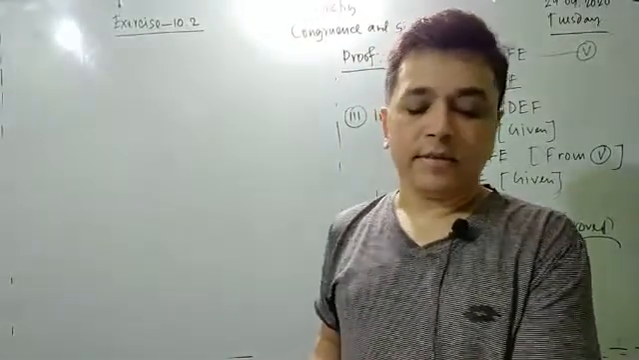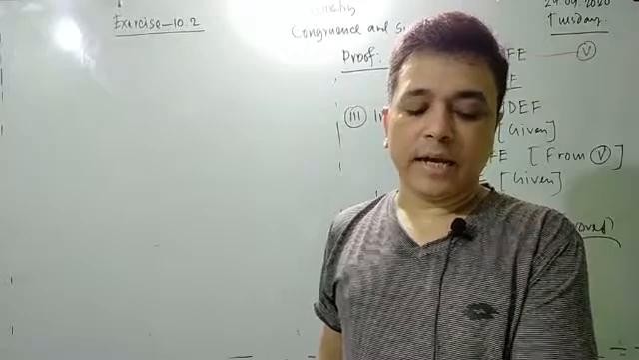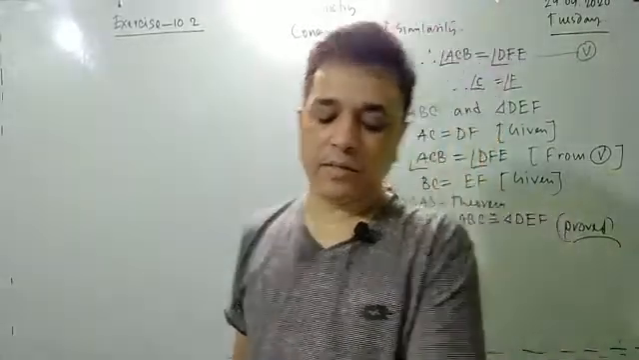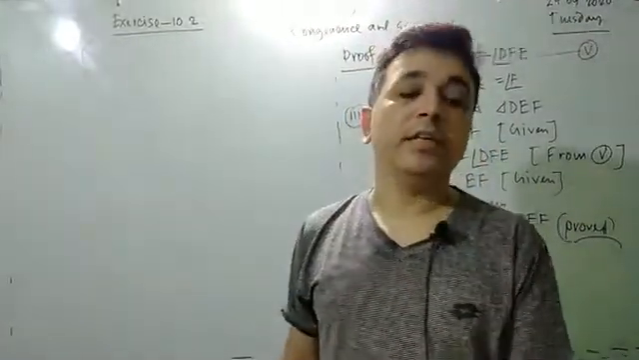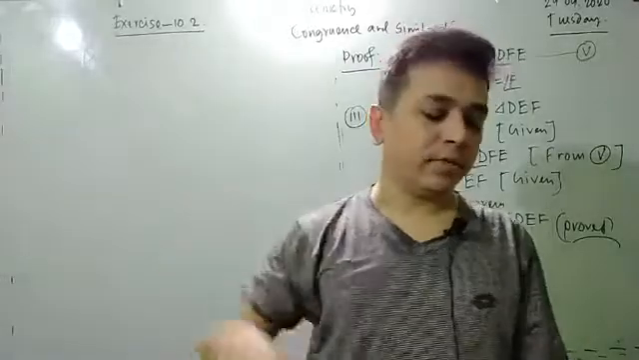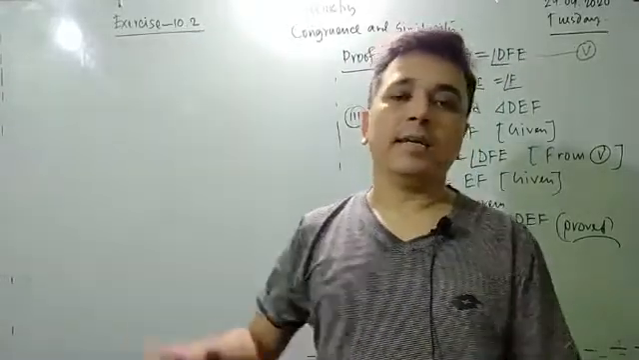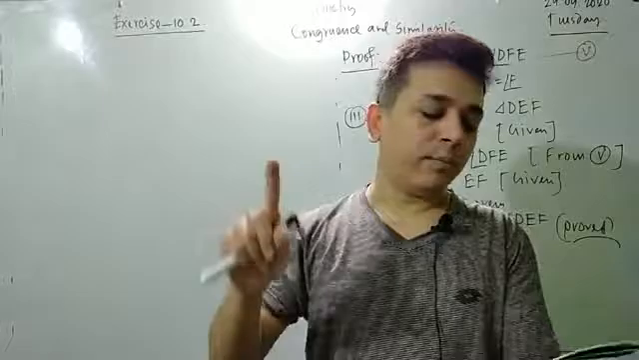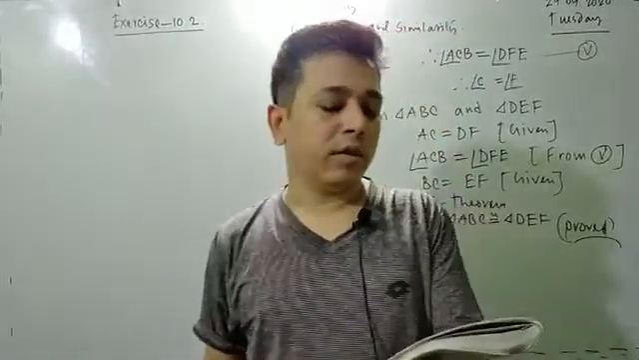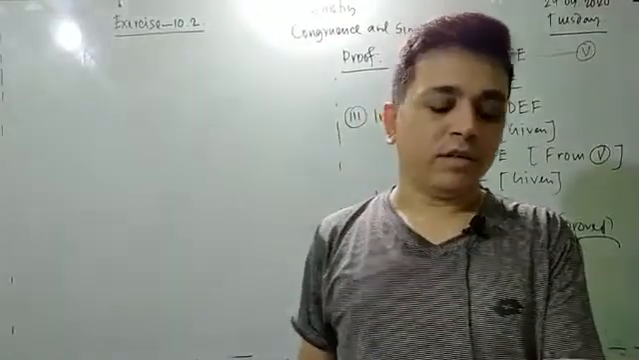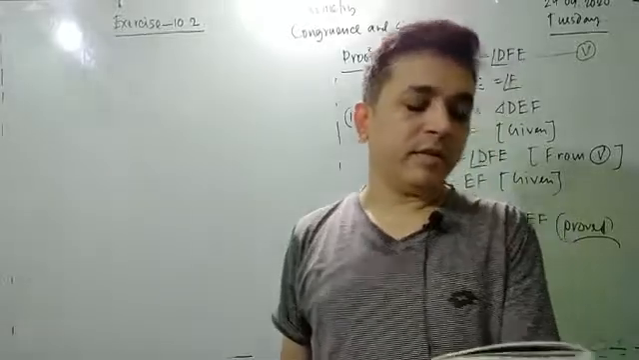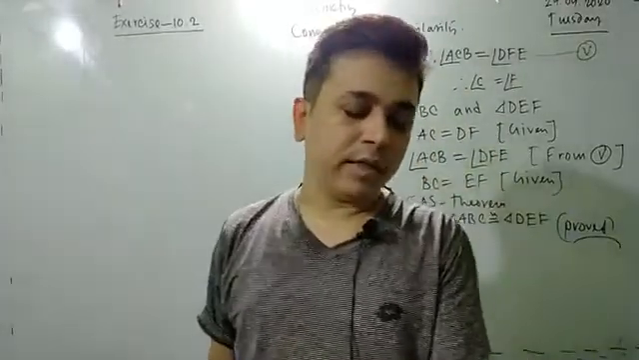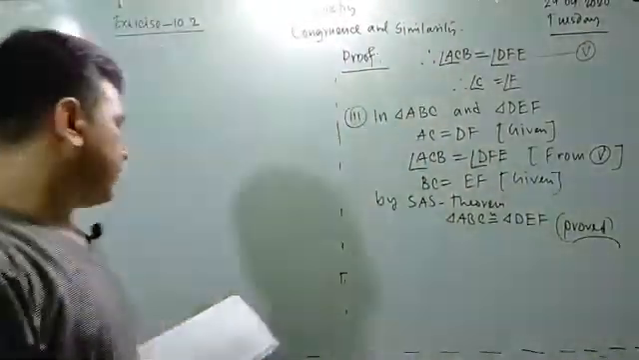What is it? Question number 1: in the triangle ABC, AB equals AC, O is an interior point. Interior point means inside. So inside the triangle ABC, one point is given, which is called O, such that OB equals OC. Prove that angle AOB equals angle AOC. We have to prove it.